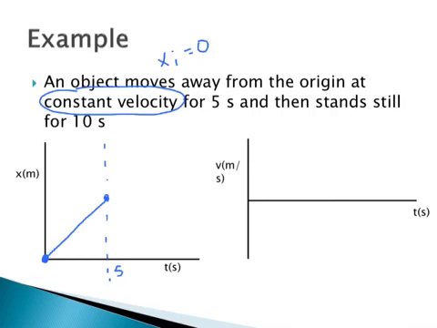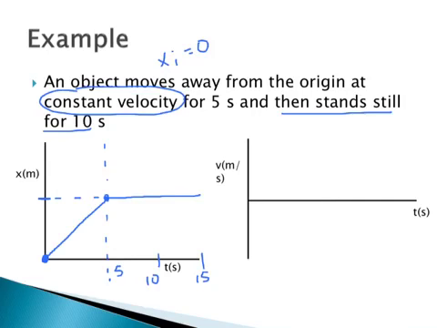After 5 seconds, the object stands still, and it stands still for 10 seconds. So how do we represent standing still? Standing still means that once you get to this position right here, you are not changing your position. You are staying right there. So as time moves on, your position does not change. If I count out 5, 10, 15, this is what the graph of position versus time will look like. Now here's the tricky part.